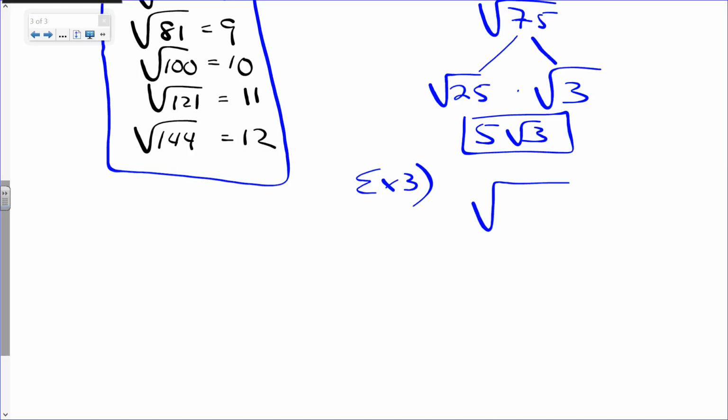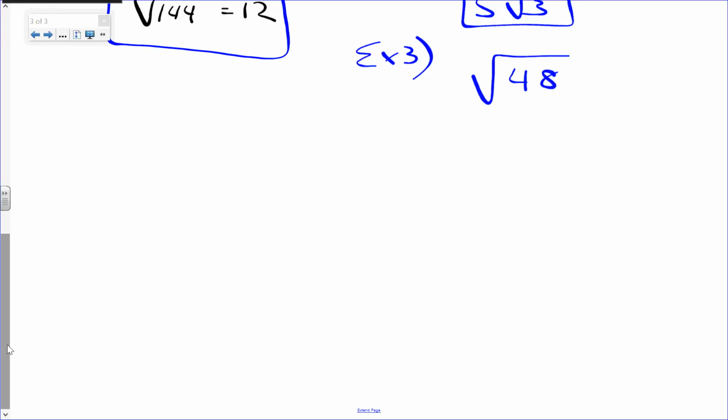Here we go. Rad, let's try 48. Square root of 48. This one I'm going to show you 3 different ways of doing. So, let's do it. Is square root of 48 a perfect square? No. So now we got to break it down. We can't just leave it that way. Bad manners.